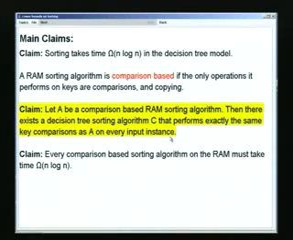We are going to prove this, and the proof is actually going to be constructive. We will assume that we have been given this algorithm A, which is a comparison based RAM sorting algorithm, and then using that we will construct a decision tree sorting algorithm C. And we have to make sure that C performs exactly the same key comparisons as A does on every input instance, and also in the same sequence.